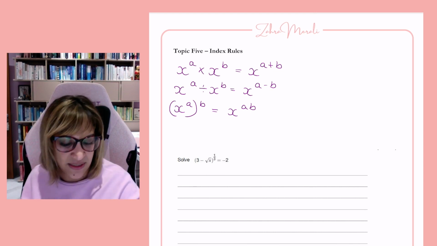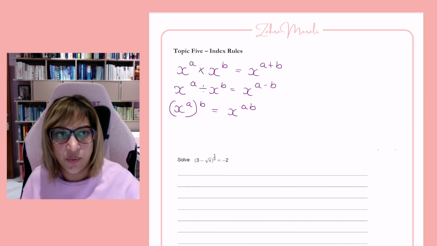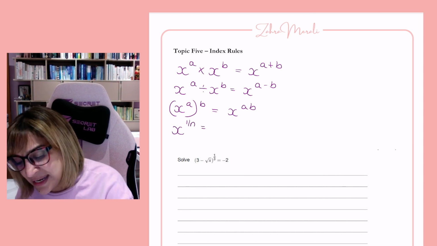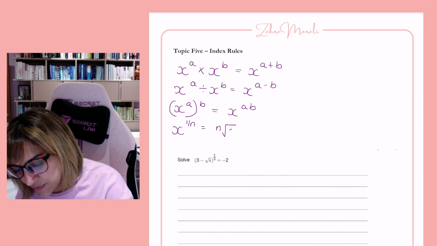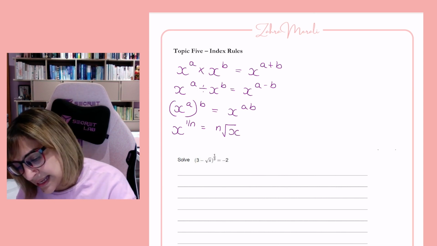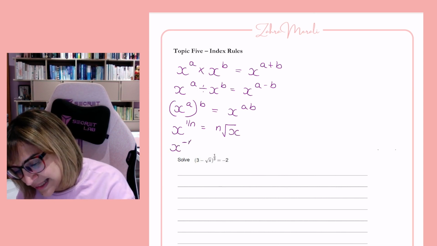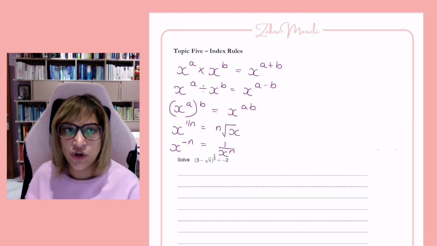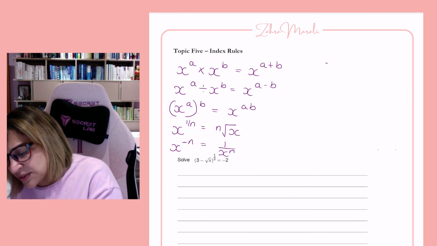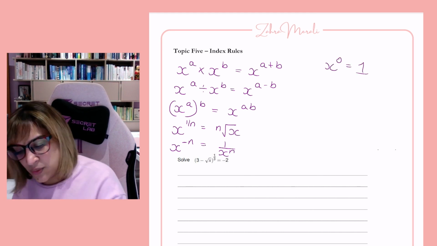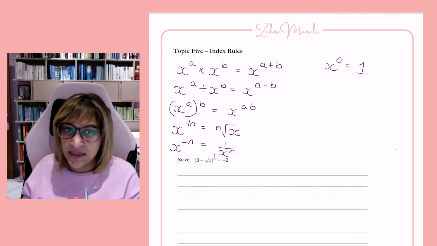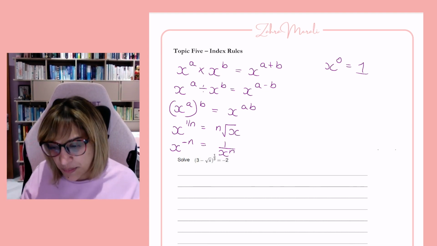And then we come to things that are a bit more complex, where we know that x to the 1 over n will be the nth root of x, and x to the minus n is 1 over x to the n. So we've got our rules. And also, always, always, always, x to the power of 0 is always 1. Now, obviously, when we move things to the other side, we're going to do the opposite.